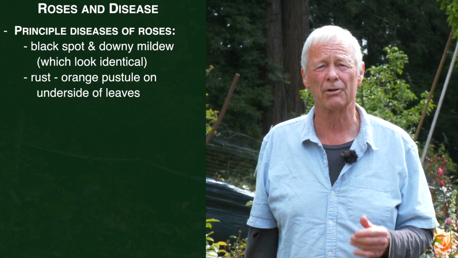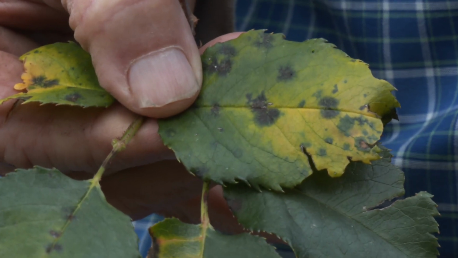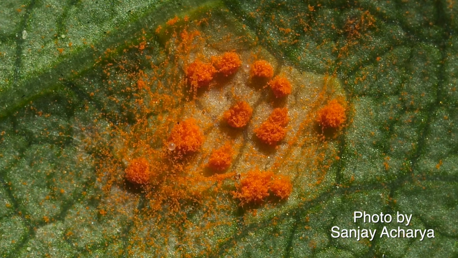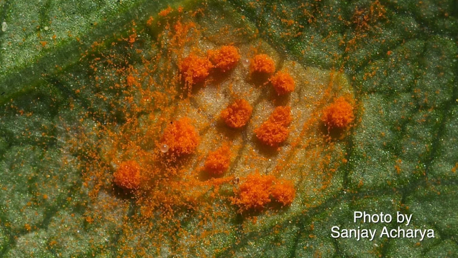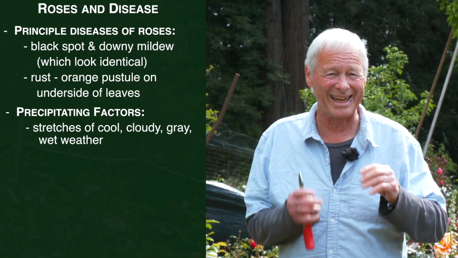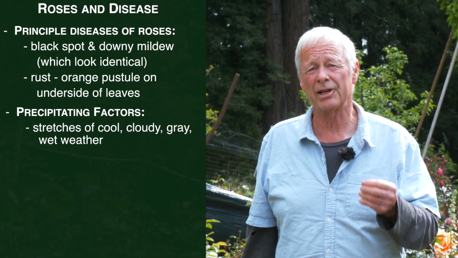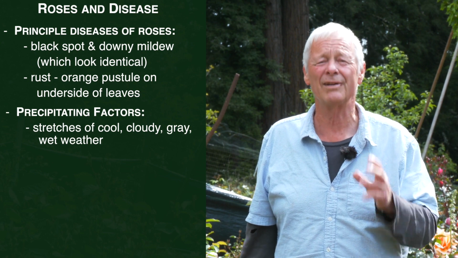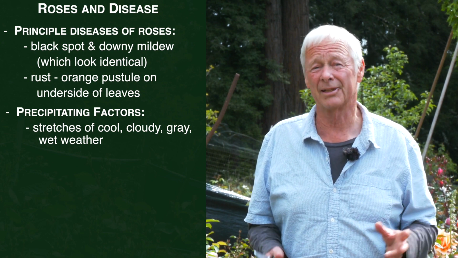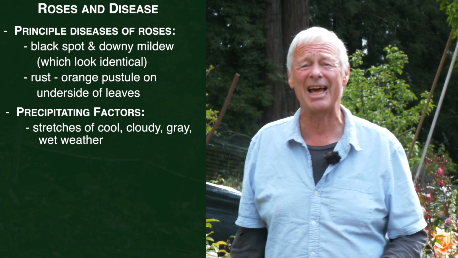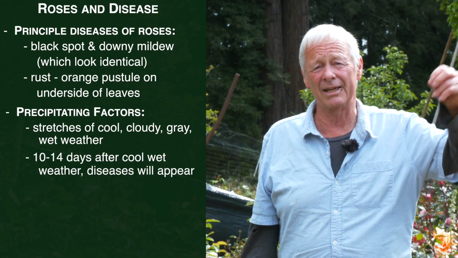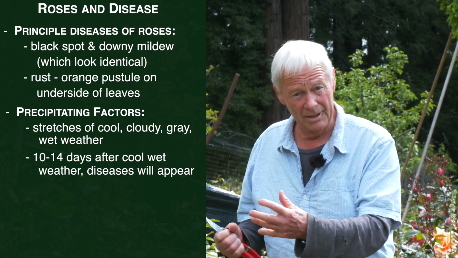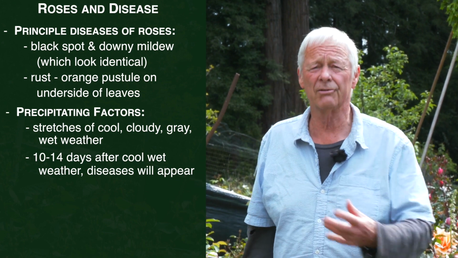Principal diseases of roses: black spot and mildew, which look identical, and rust, which is represented by an orange pustule on the underside of the leaf. What are the precipitating factors? Stretches of cool, cloudy, gray, wet weather. Basically, after you have an incident like that, you will have about 10 to 14 days before spores of these fungi will germinate, emerge, and start to affect your plants.